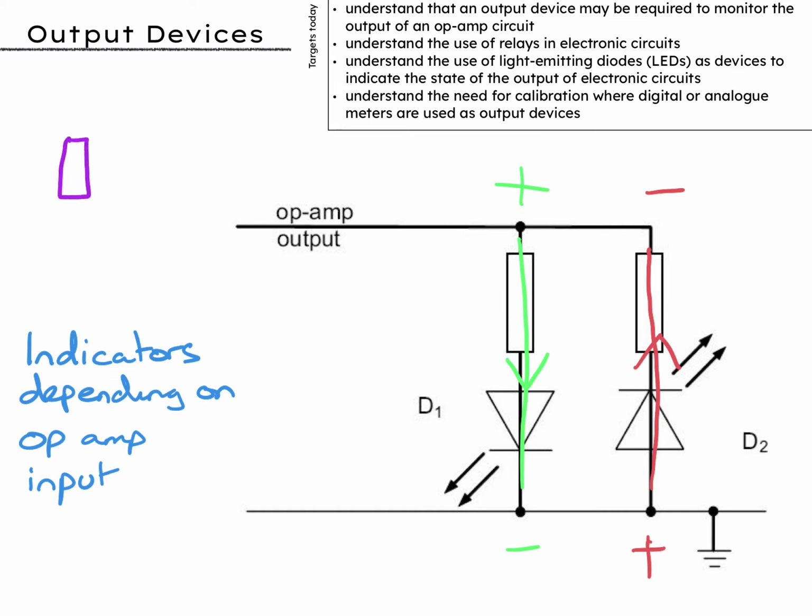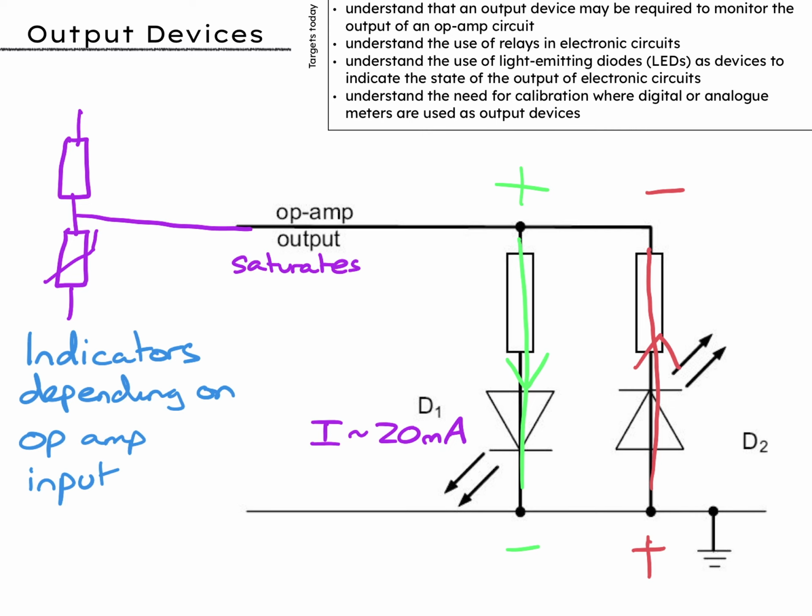We're going to need a couple of resistors in here though to protect the LEDs from damage. The current only wants to be about 20 milliamps to get the light we want. So let's say the op-amp will saturate at 12 volts and the LED needs 2 volts to operate. What should the resistance of the resistor be? Take a moment to work that out.